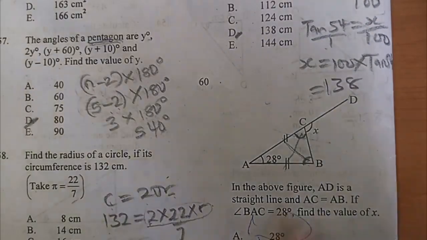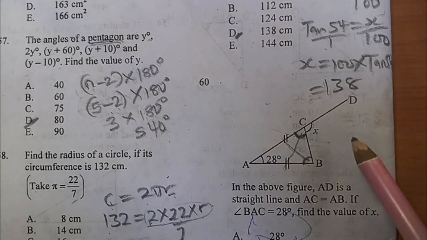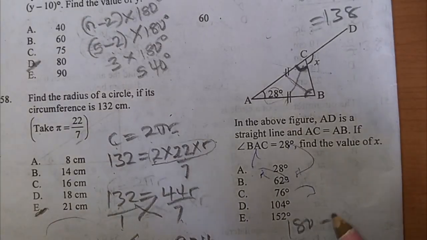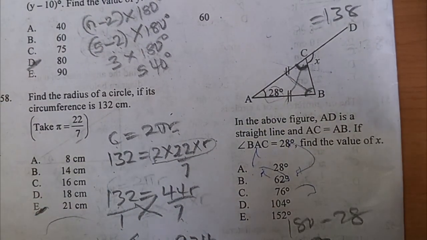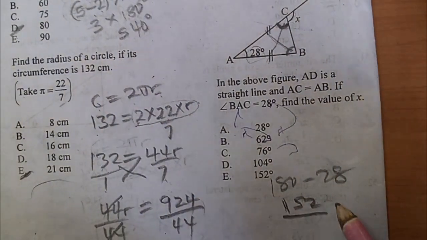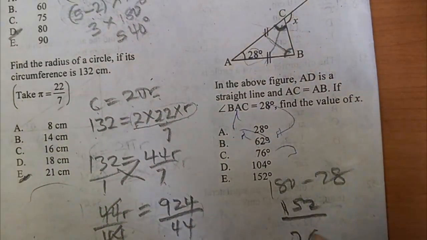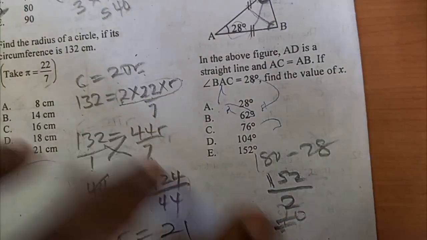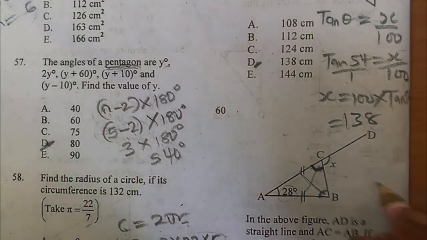Now, if I am looking for this x, okay, I can get here first. Once I get here, we are done. So let's find out what here will be. It's by removing 28 from 180 first. If you do that, 180 minus 28 will give you 152. So we will now divide 152 by 2 for these base angles that are equal, and that will give you 76 each. That will give you 76 degrees. Now that means this place is 76.